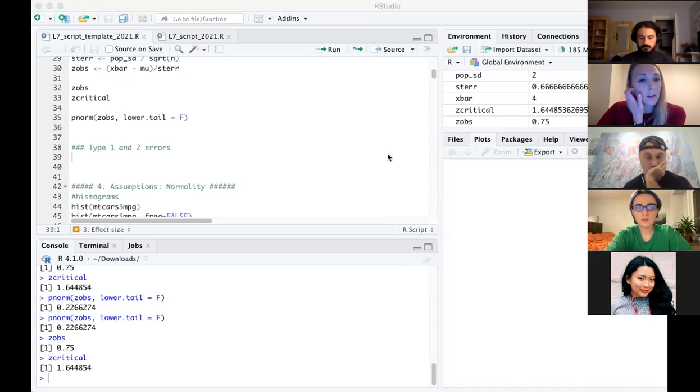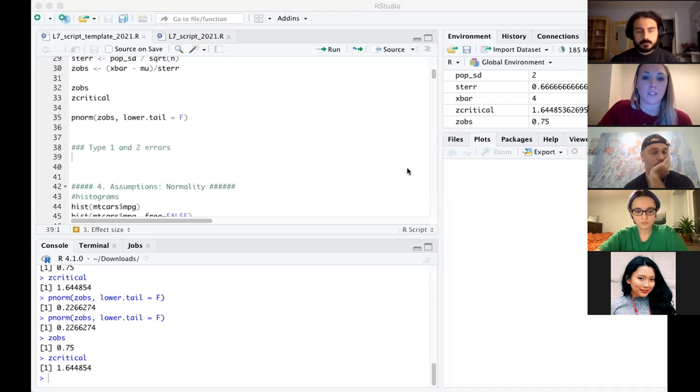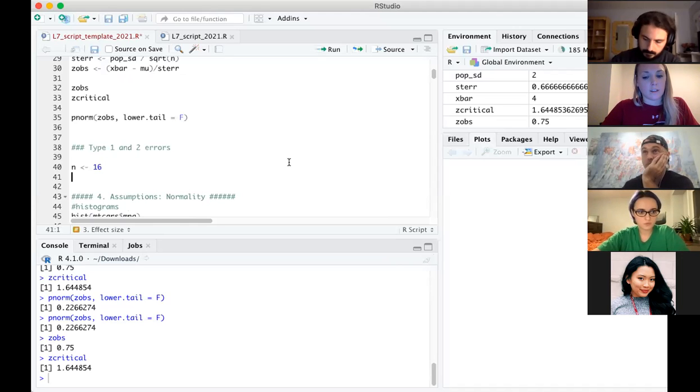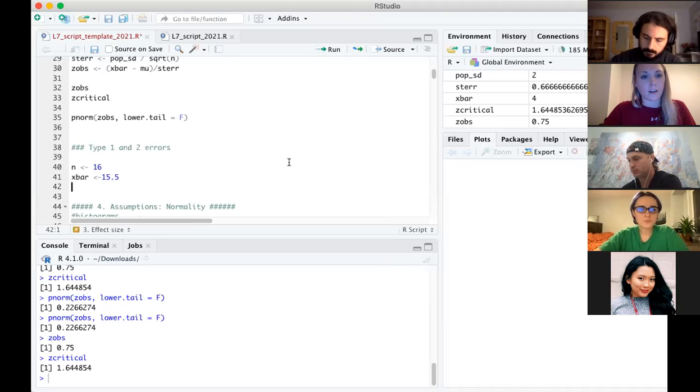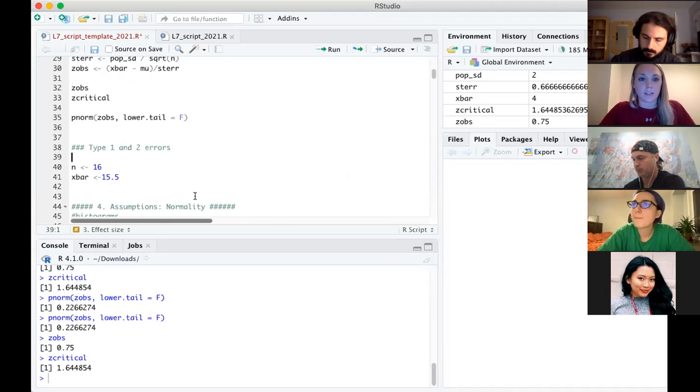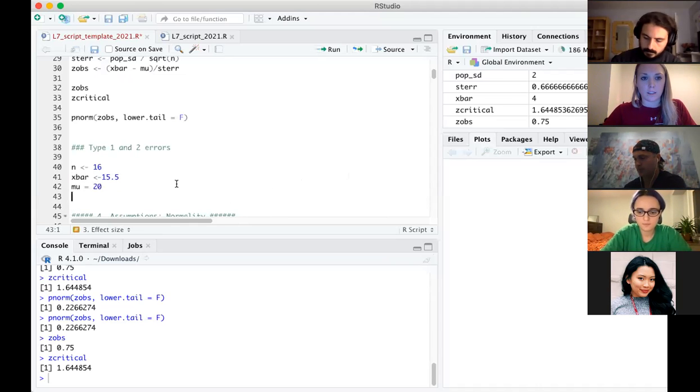So we have a sample size of 16 and her sample mean is 15.5. So we have an N of 16 and X bar of 15.5. The population mean is 20 minutes and the standard deviation is 10. So this is exactly what we did earlier, right?